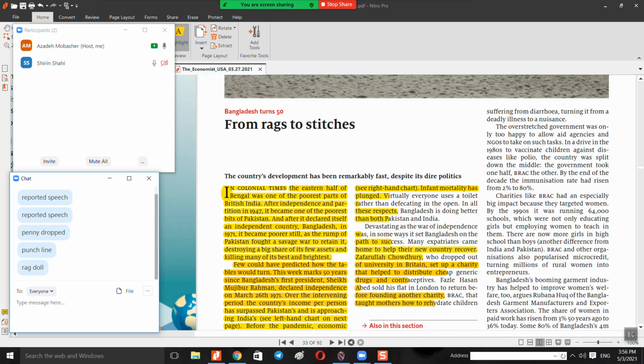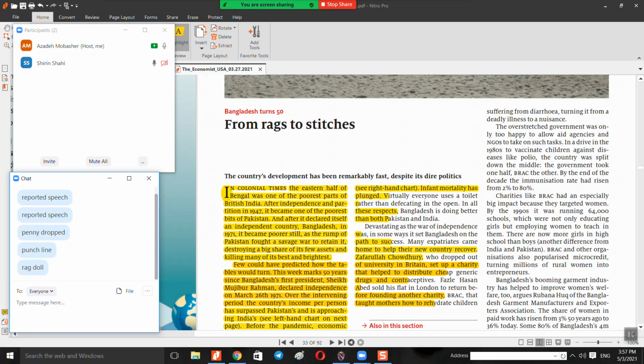Usually in titles of articles in newspapers and magazines, the writers try to be creative. They play with the words of an expression or a proverb. In here, the writer has done the same. From rags to, there's another expression in English, from rags to something else. Instead of that word, the writer used the word stitches. What is it? Rags. No. Doesn't it remind you of anything?